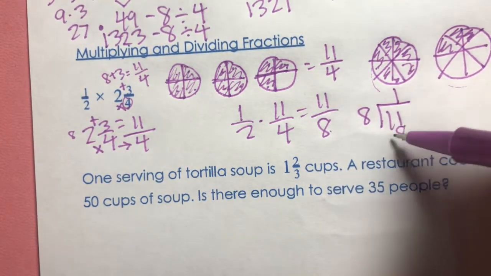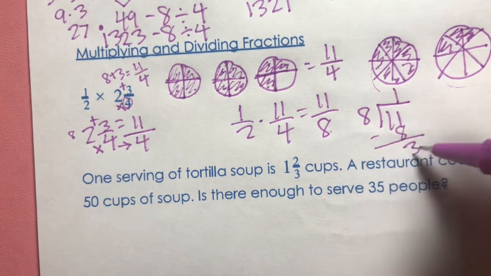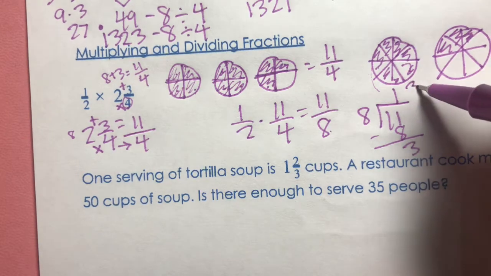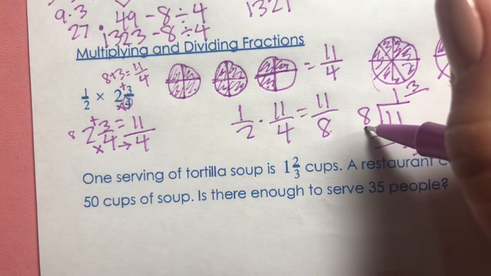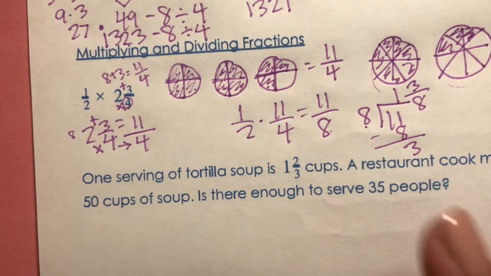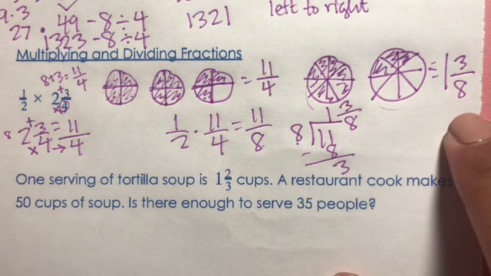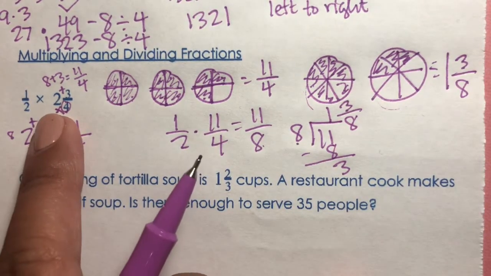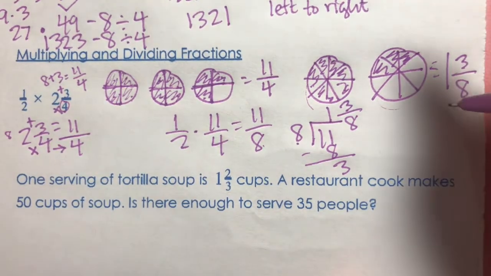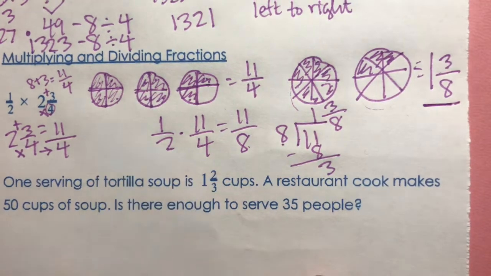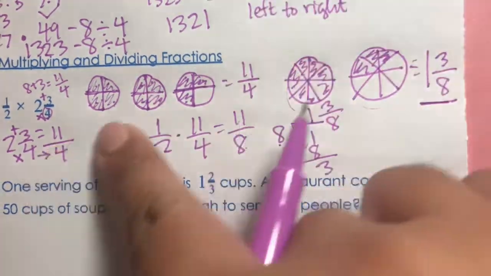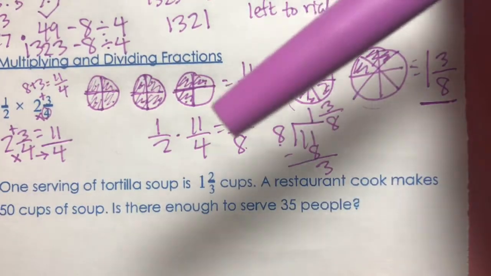1 times 8. 11 minus 8 is 3. Take this remainder as your numerator and take the same denominator. So our answer for 1/2 times 2 3/4 is equal to 1 3/8. That is our answer. Okay, so now we know how to multiply our fractions.